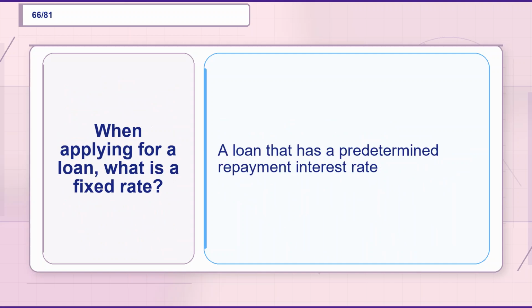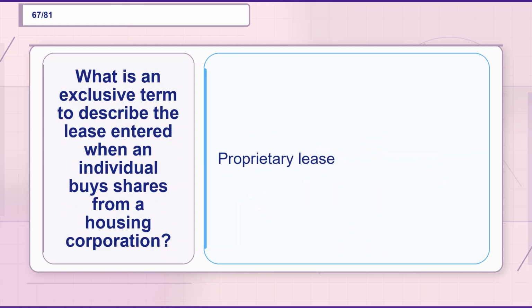Flashcard 66. Term: when applying for a loan, what is a fixed rate? Definition: a loan that has a predetermined repayment interest rate. Flashcard 67. Term: what is an exclusive term to describe the lease entered when an individual buys shares from a housing corporation? Definition: proprietary lease.